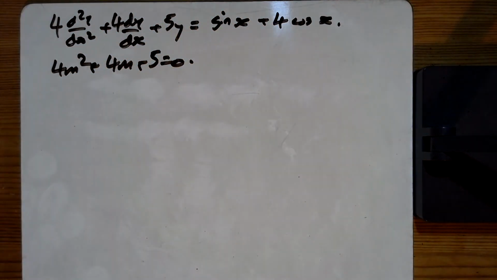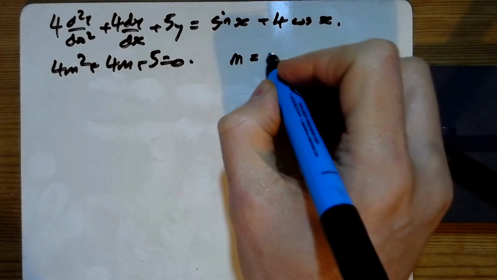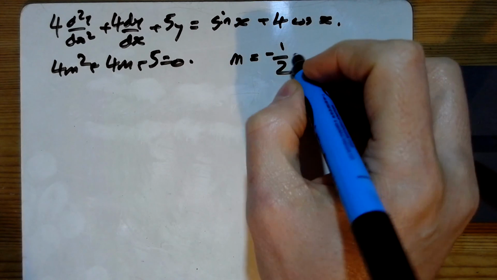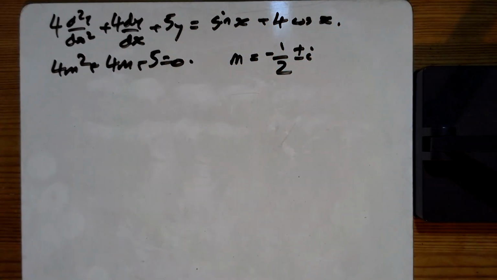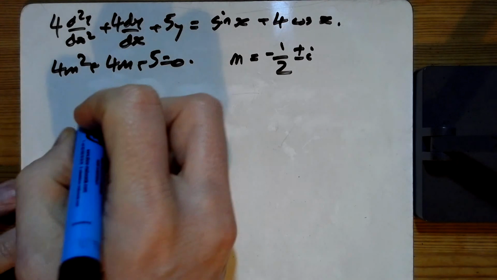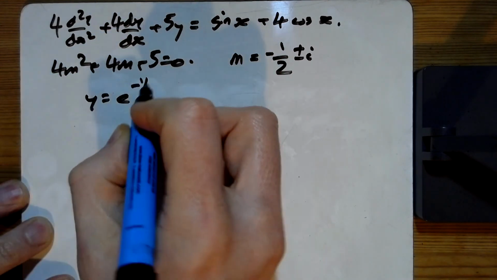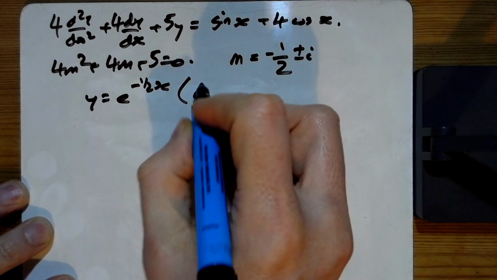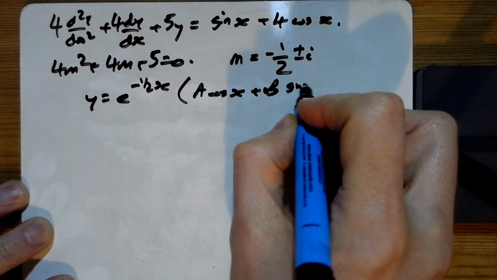Sticking that in the calculator, that gives us imaginary answers. It gives us a complex number, minus a half plus or minus i. That tells us that the complementary function is e to the minus a half x, and then we've got a cos x plus b sin x.